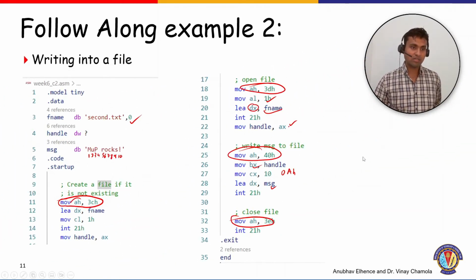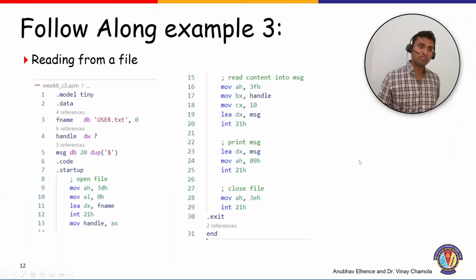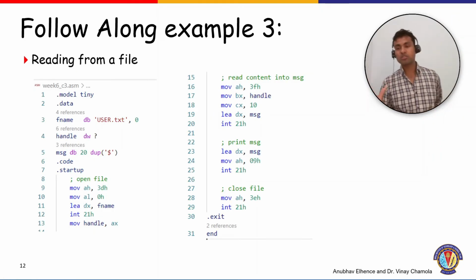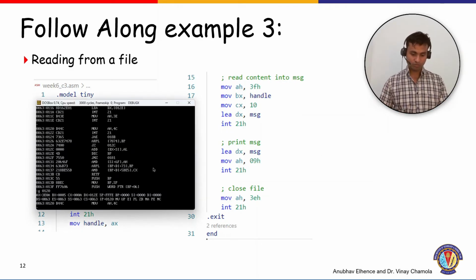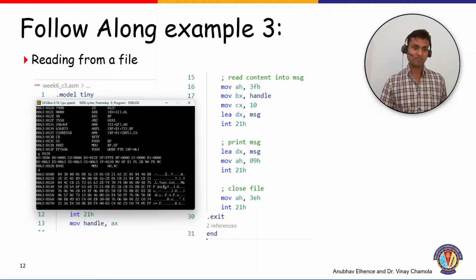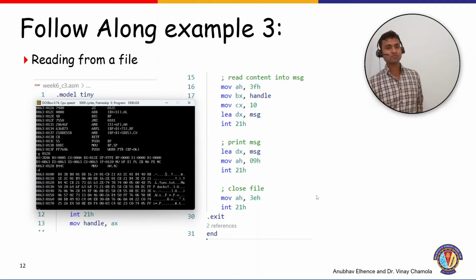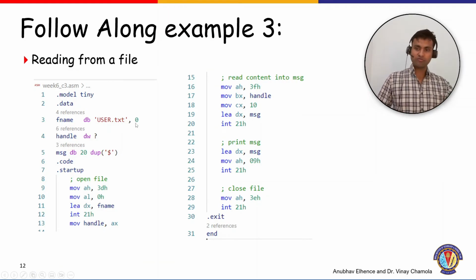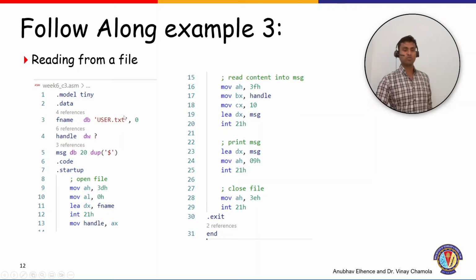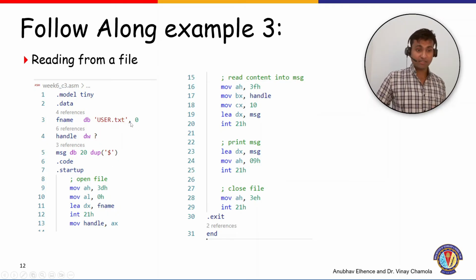Now let's look at another follow along example, which is reading from a file. So whatever is stored in the file, we want to read from that and bring it to memory, to our data segment somewhere here. For that, let's create a file name, something like user.txt. If I have a list of all the usernames with me, I'll store it as user.txt. And again, it's a null terminating string. And then I'll leave some space for the message. This time my message is the variable.